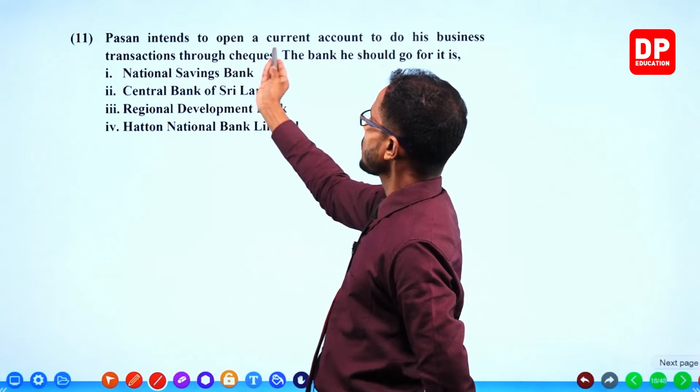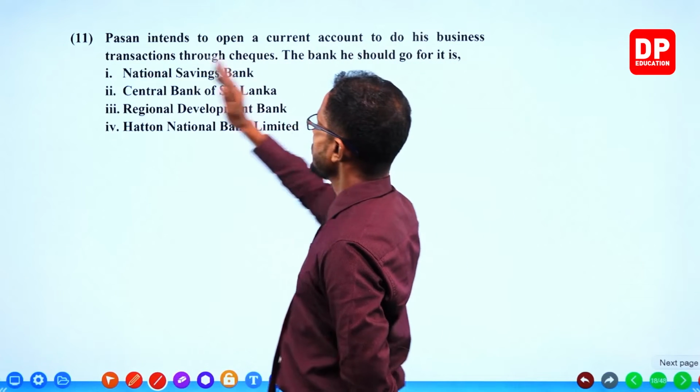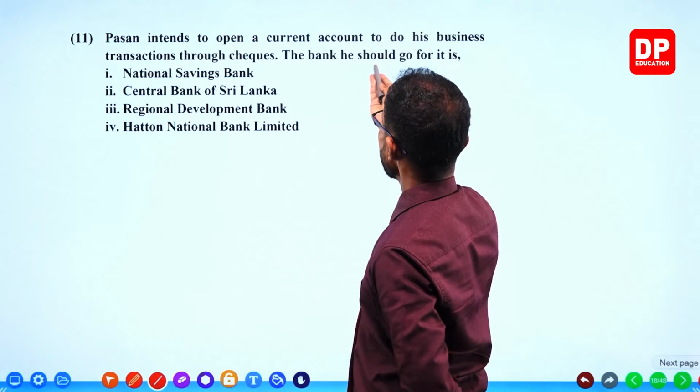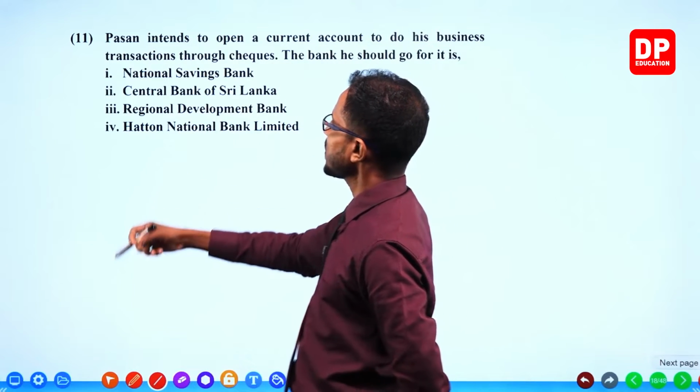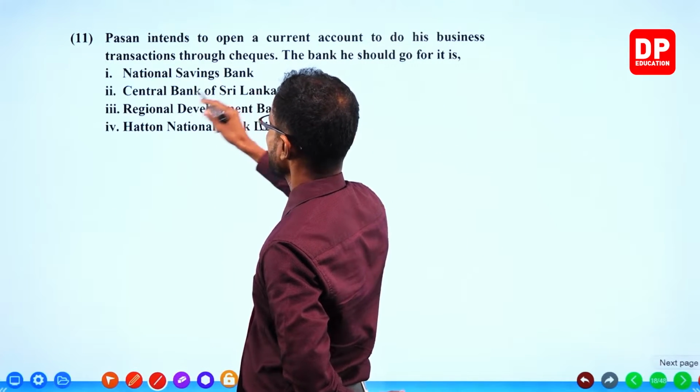Pasan intends to open a current account to do his business transactions through checks. The bank he should go for is National Savings Bank. No.